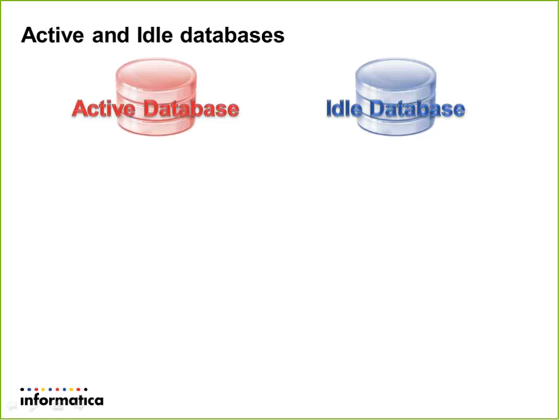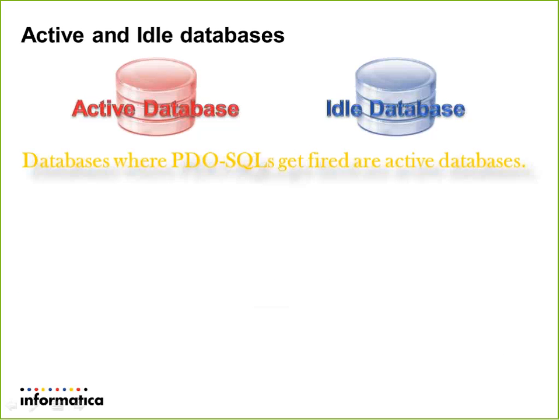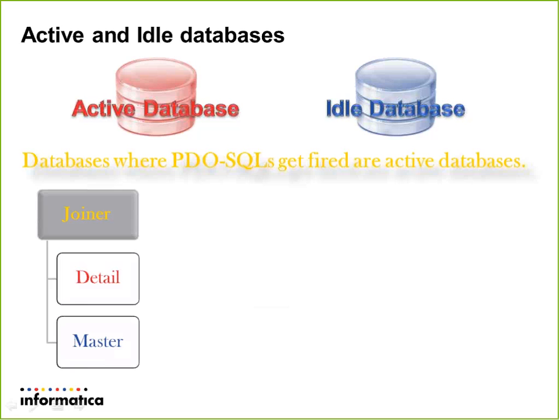For example, a mapping contains two sources that are joined by a joiner transformation. If the session is configured for source side, the pushdown optimization pushes the joiner transformation logic to the source in the detail pipeline. Hence, the detail pipeline becomes the active database. The source in the master pipeline becomes idle because the master database does not process the transformation logic.